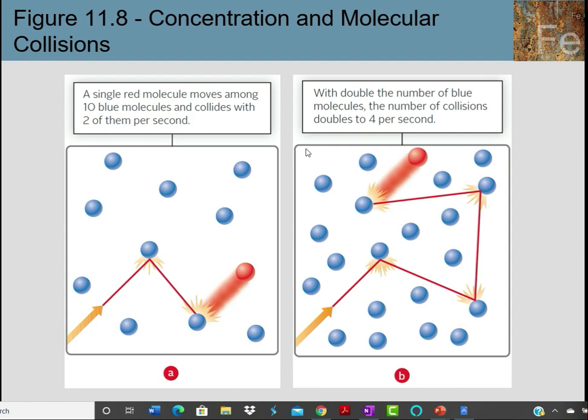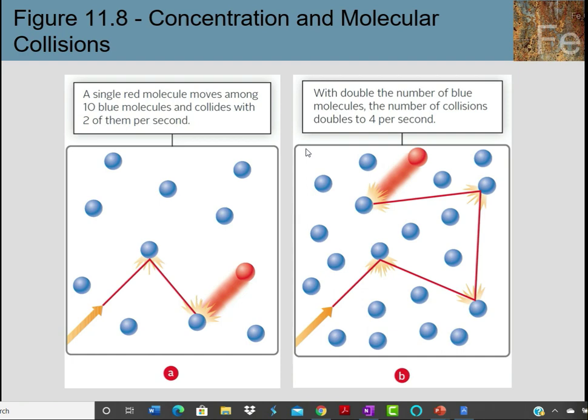Now, if you think in terms of concentration, this example shows the red ball bouncing around, and on the left-hand side hitting two blue molecules. And on the right-hand side, it's colliding with four. Why? There's more molecules in the space. So the more molecules are in the space, the more reactions are going to take place. The more molecules are in a space, the more collisions are going to take place.